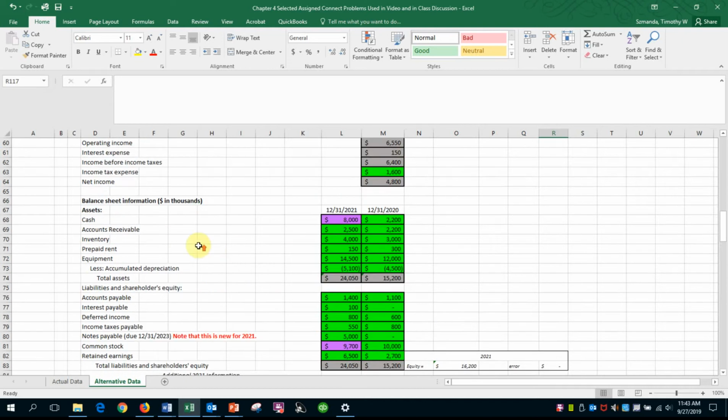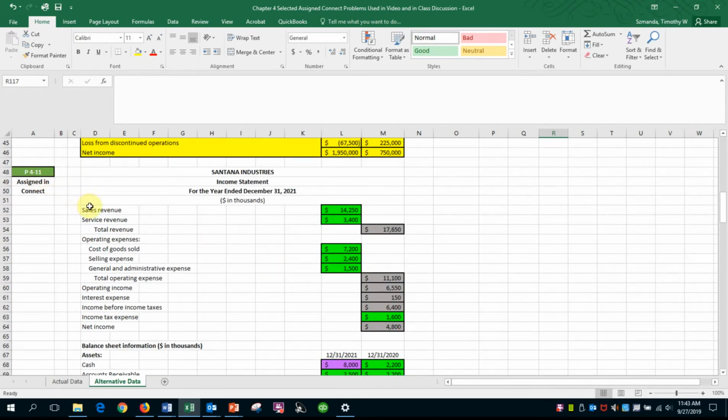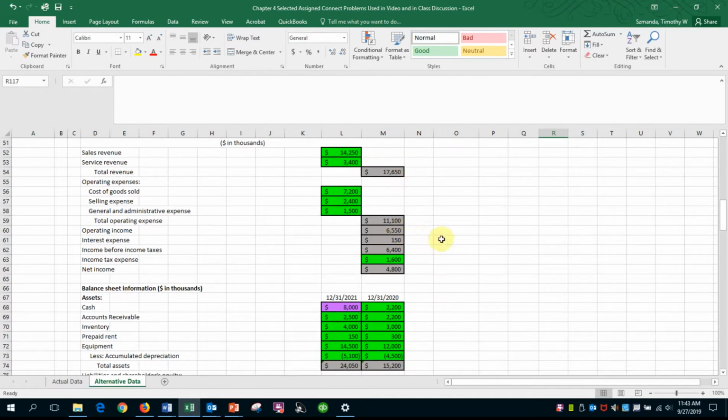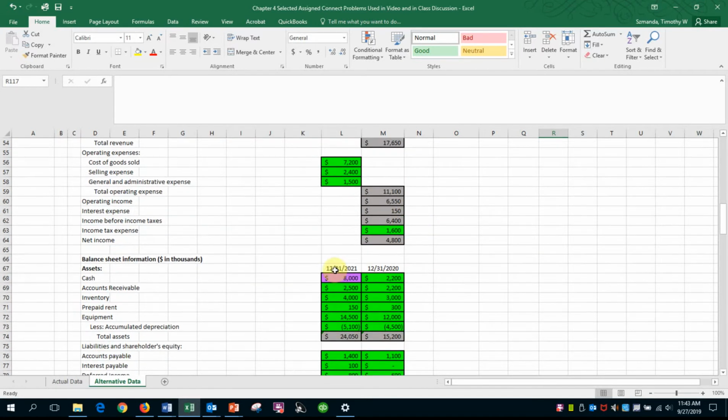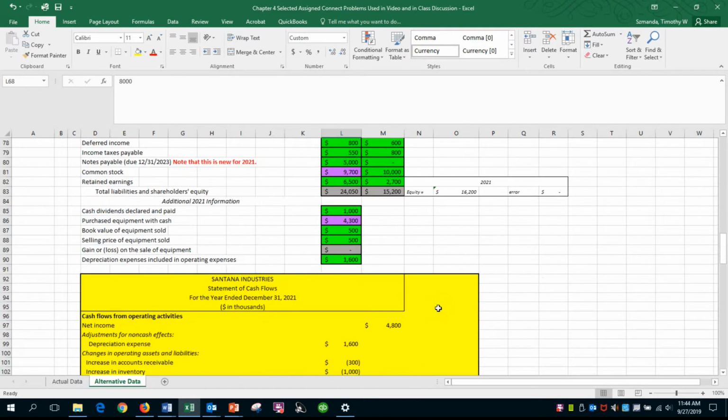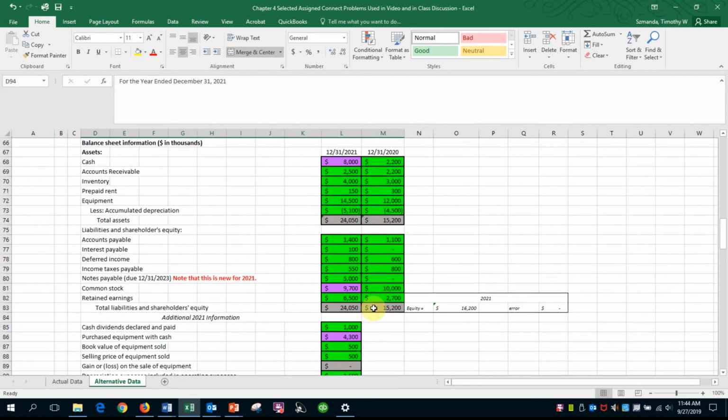In this next video, I'll be going through problem 4-11, which is assigned to you in Connect. And as a reminder, the green shaded cells is the data given in the problem. Gray cells are intermediary calculations. Purple cells are data that I have changed from what was given in the problem. And finally, the yellow cells are the answer.